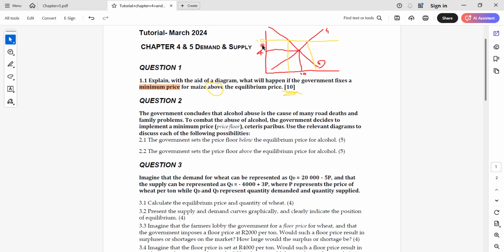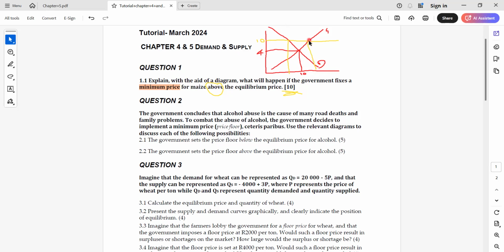Now if they increase the price of maize meal, the quantity demanded is going to decrease. Can you see, guys? From here, the quantity demanded was 10. Now it's going to move this way to here, to this amount, which will be demanded. So it has decreased. And then the quantity supplied is also going to increase from 10 to this quantity, which is here.